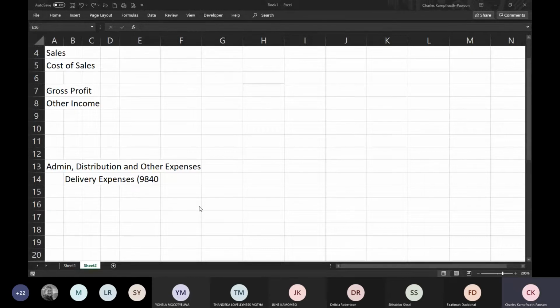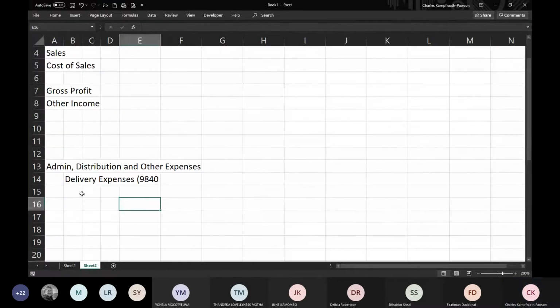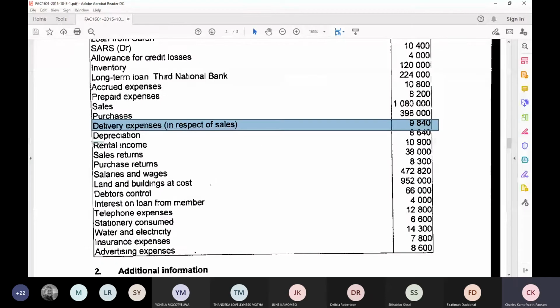Here's my question paper. I've lost my question paper. Okay. Then we have depreciation. So let's go put depreciation in. Just to note it, because we know it, so we don't forget about it. Rental income. Put it in brackets. 10,900.